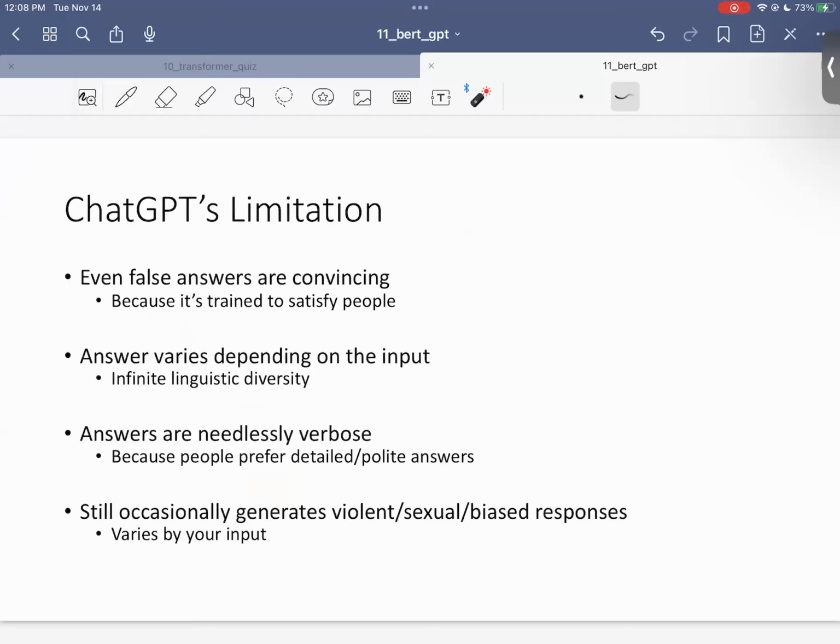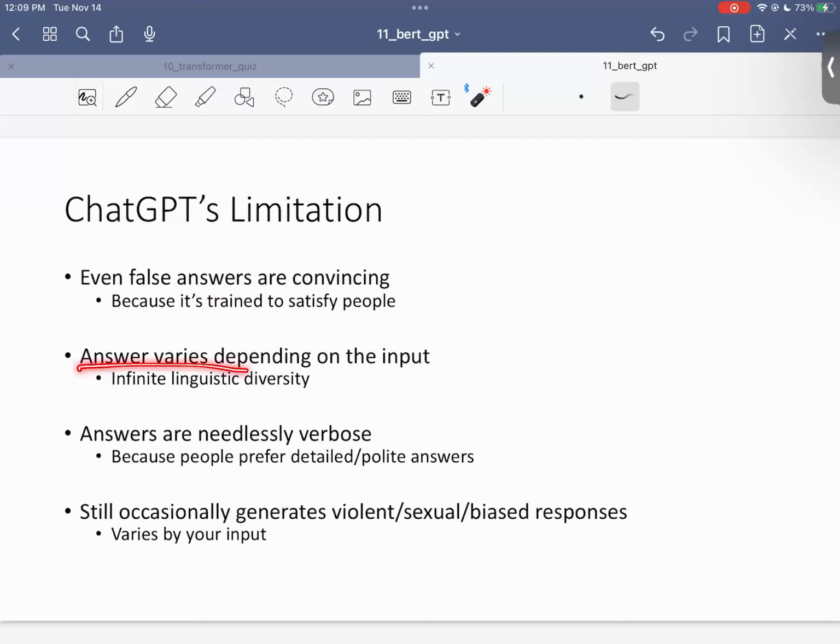Right, so ChatGPT still has limitations. It's not a perfect model. Even false answers are convincing. When it lies, when it gives you false information, it'll be very convincing. And it's because it's trained to satisfy people. It's based on maximizing the scores from the reward model, which mimics human behavior. So ChatGPT is basically trying to please you, getting 5 stars. So that's why even the lies are convincing.